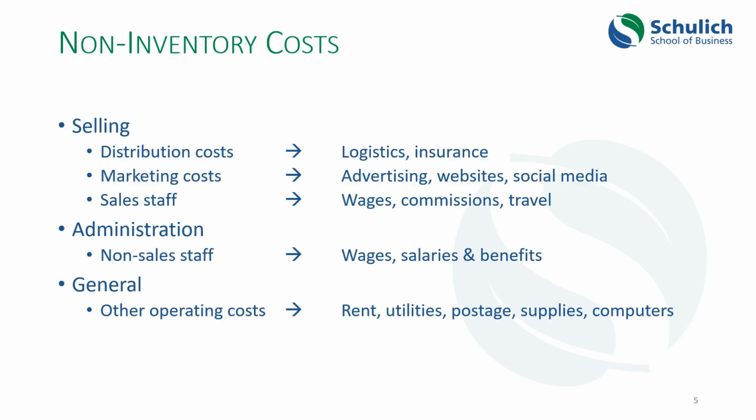Administration costs. So this is your head office, the wages, salaries, and benefits that are paid to them. Anybody that's not related to sales, that's an administrative cost. And general would be everything else. So rent on your head office, electricity for your head office, postage, supplies, computers, and so forth that are not related to the actual production of inventory. All of that stuff is a general operating expense.